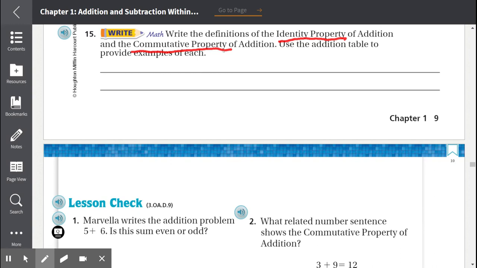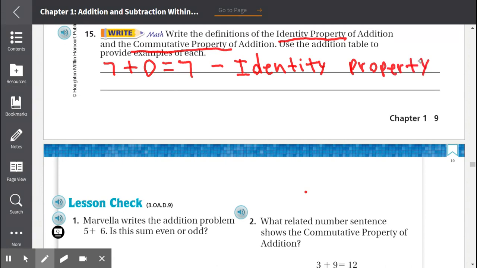So an example of that would be 7 plus 0 equals 7. And that's the identity property. Again, any number plus 0 will equal that number. So if it's 2 plus 0, the answer will be 2. If it's 7 plus 0, the answer will be 7. So now we have one of the definitions.